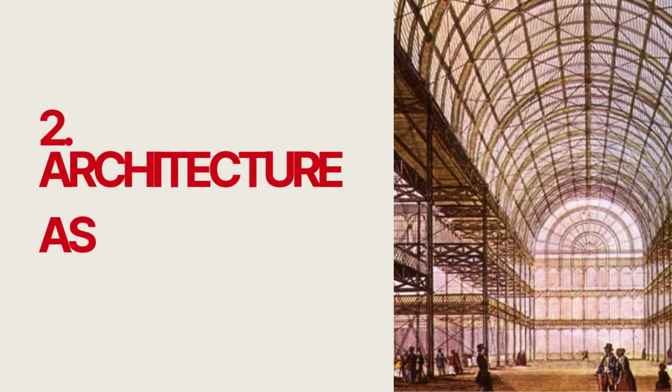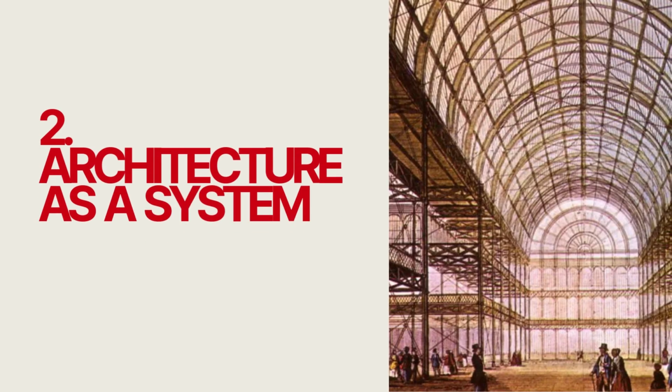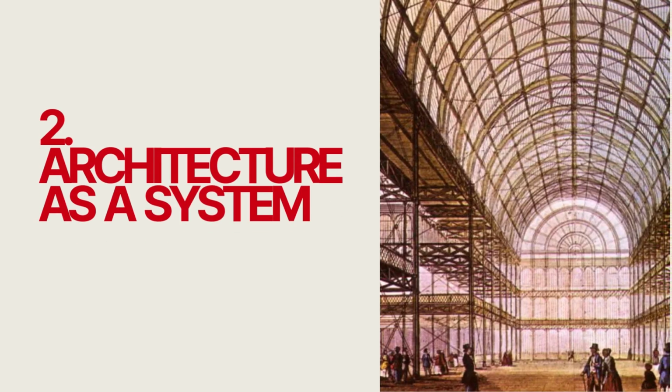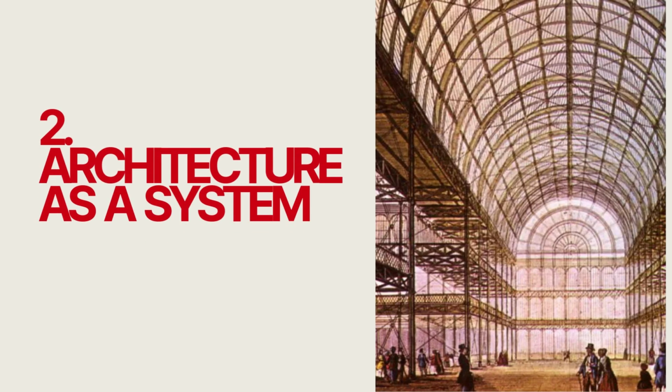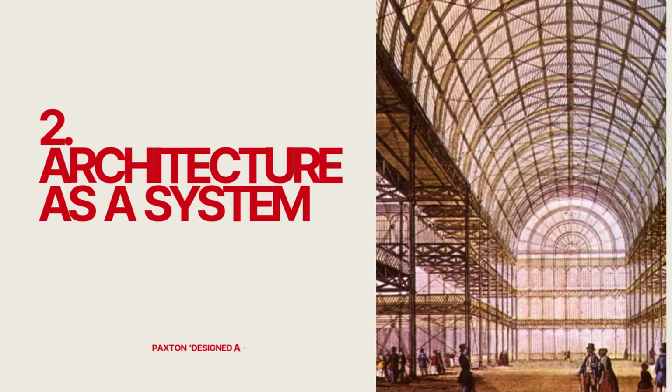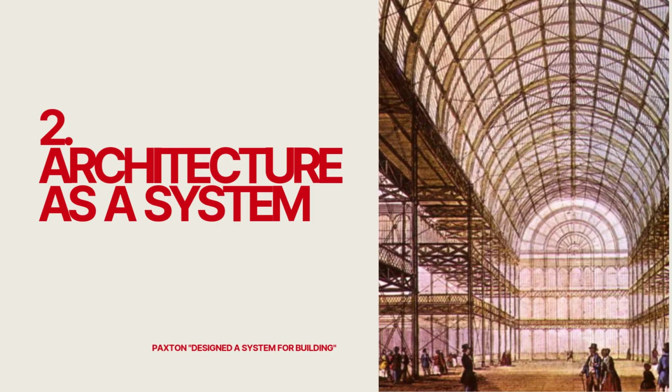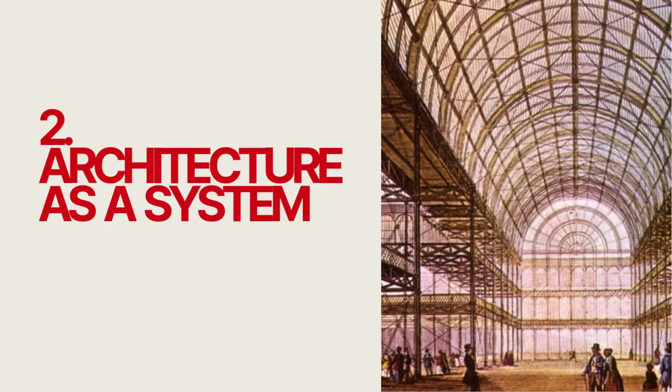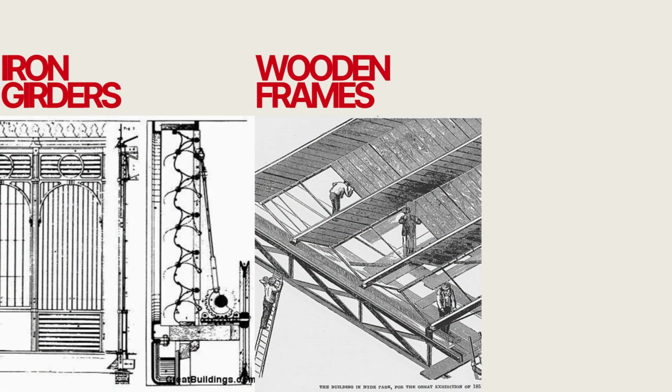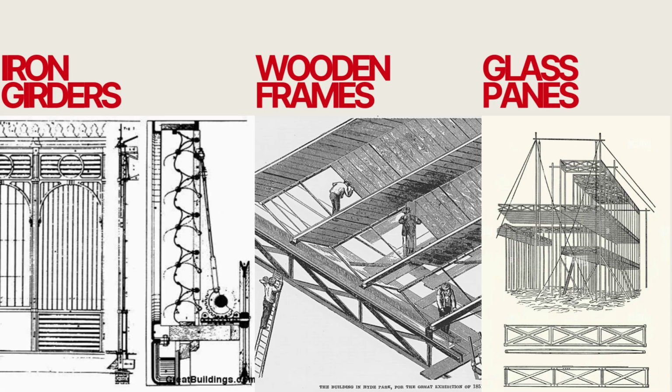Now we move on to architecture as a system. This is the key to understanding the term modular. Instead of designing a singular handcrafted object, Paxton designed an apparatus of mass-produced interchangeable parts that could be assembled rapidly on site, such as iron girders, wooden frames, and glass panes. Giedion states in his book Architecture in the 20th Century that Paxton designed a system for building based on a 24 by 24 foot module and rational prefabrication.